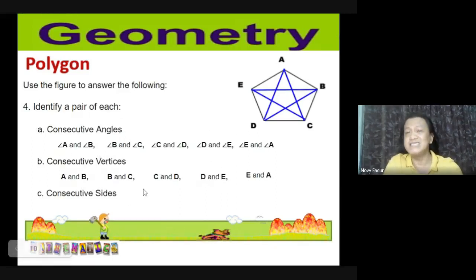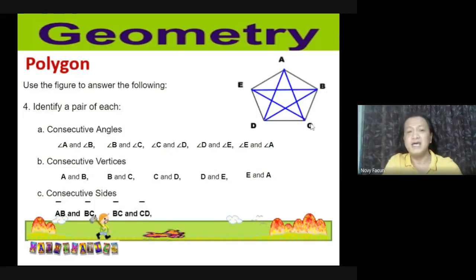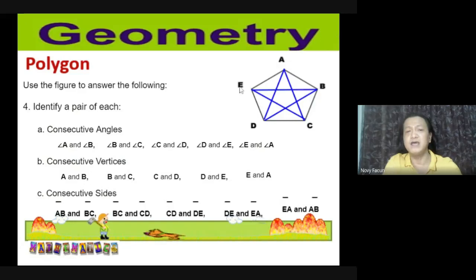And consecutive sides natin. So we have segment AB and BC. Next, we have segment BC and CD. Next, we have segment CD and DE. Next, we have segment DE and EA. And last one, segment EA and AB. Yan yung mag-consecutive. Ibig sabihin magkakasunod siya. And don't forget the line segment symbol. Yun yung nasa taas ng two letters mo.